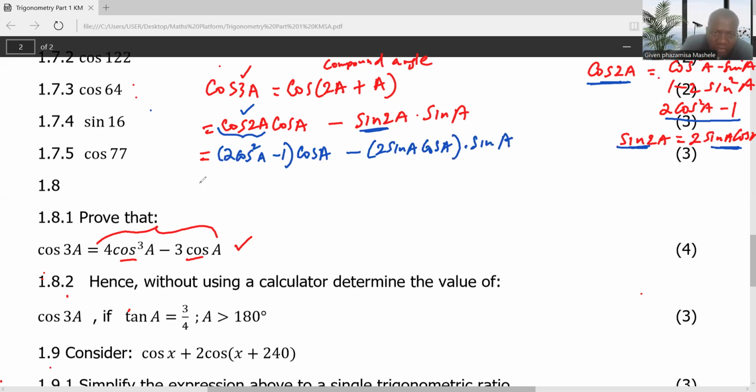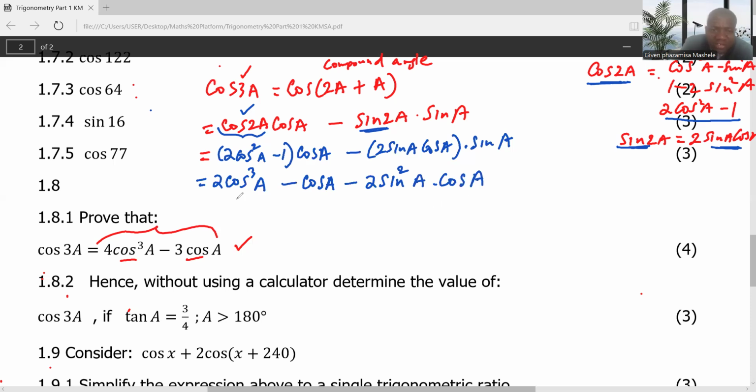Let us remove the brackets here. Cos a multiplied by 2 cos squared a is 2 cos cubed a. Minus cos a multiplied by 1 becomes cos a. Same applies: 2 sine a cos a multiplied by sine a becomes 2 sine squared a multiplied by cos a.